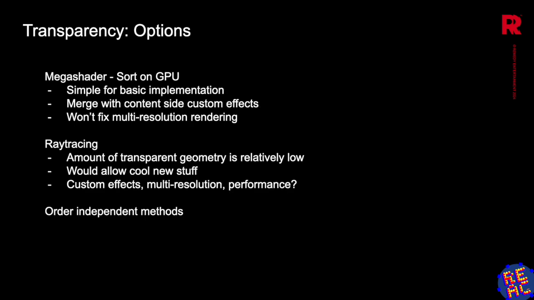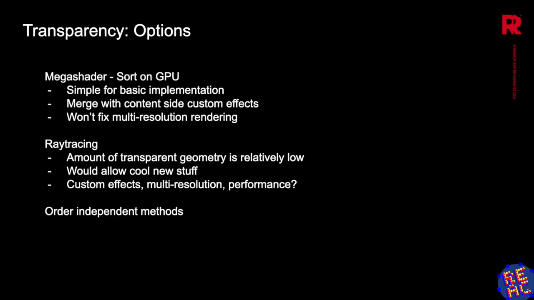Mega shader is the first obvious candidate. It's relatively easy to get running with and would only need GPU sorting. Merging traditional geometry and particles would be a mess, but most likely doable. A bigger headache would be to somehow merge content-side custom effects into the same framework. Mega shader felt very inflexible and wouldn't solve issues with blending multi-resolution targets together.